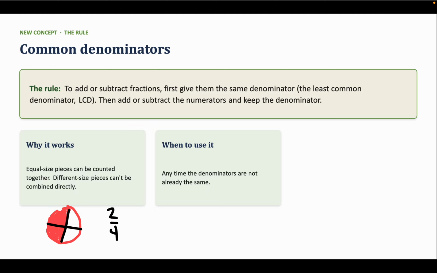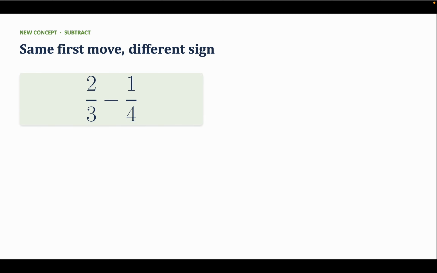And when do we want to use it? We want to use it anytime our denominators are not already the same, right? Because that's the way that we can add or subtract. And you can always check your answer, estimate. Is your answer sensible? Does it make sense? Well, our answer to our last problem was 5/6, which is close to 1, and that seems reasonable for a half plus a third.